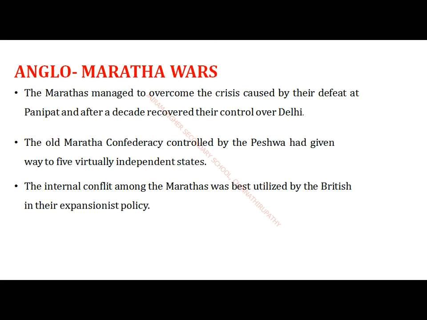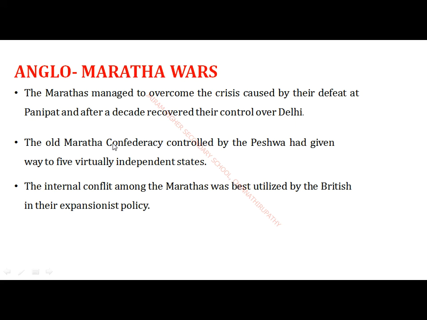The Marathas managed to overcome the crisis. The crisis means problems caused by their defeat at Panipat, and after a decade, it is talking about what? Ten years, very nearly a decade. A period of 10 years is known as what? Decade. Okay, they recovered their control over Delhi. They took a long period, nearly 10 years, to recover their control over where? Over Delhi.